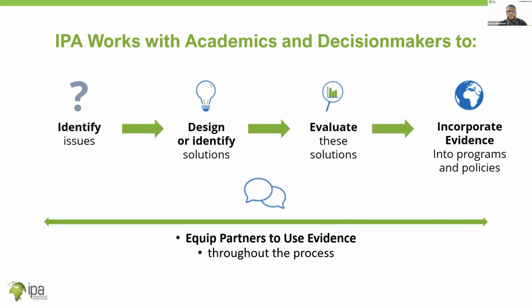So IPA partners with academics and decision makers, nonprofits and governments, and together we identify pressing issues. For example, transparency of pricing for digital financial services. We then identify potential solutions and rigorously evaluate those solutions to figure out what works and why. To do this, we mostly use randomized controlled trials, which is the same rigorous method that is used in the health field to assess the effectiveness of medicine.